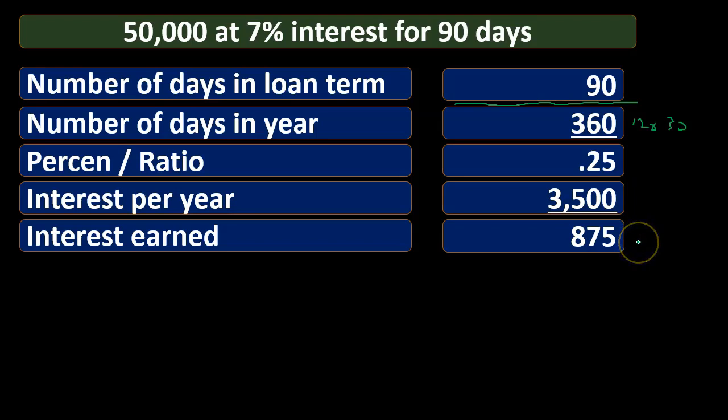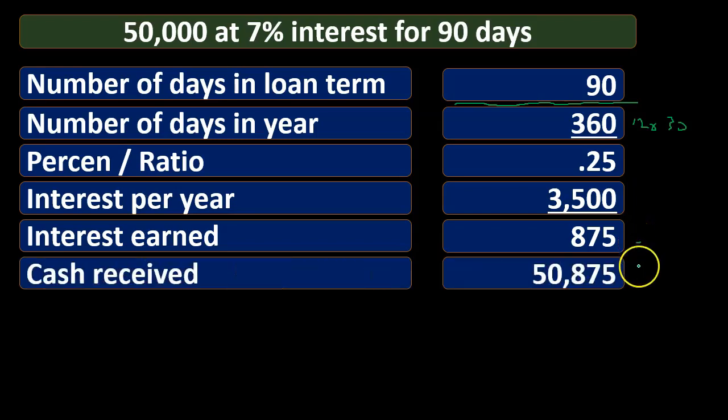So then we got the 875 plus the 50,000 original gives us the loan that we'll get back at the end of this time period. If we loaned out 50,000 at 7% simple interest, 90 days, we should get back 50,875.